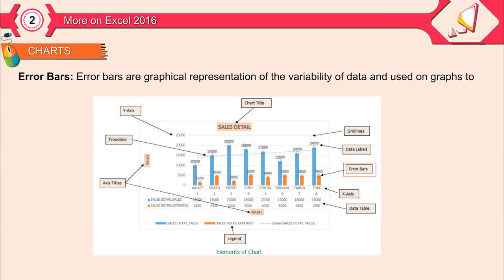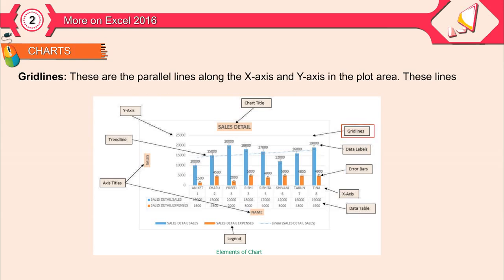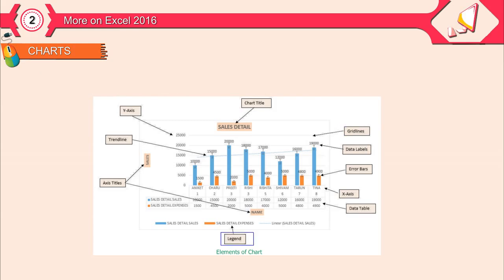Error bars. Error bars are a graphical representation of the variability of data and are used on graphs to indicate the error or uncertainty in a reported measurement. Grid lines. These are the parallel lines along the X-axis and Y-axis in the plot area. These lines make it easier to identify the value of each data point on the chart.